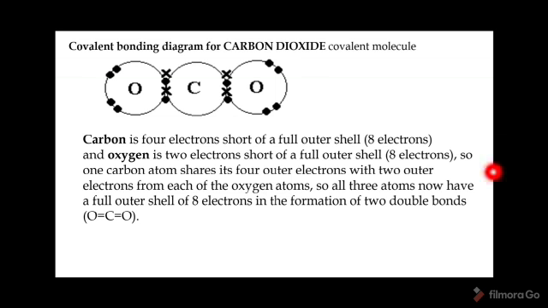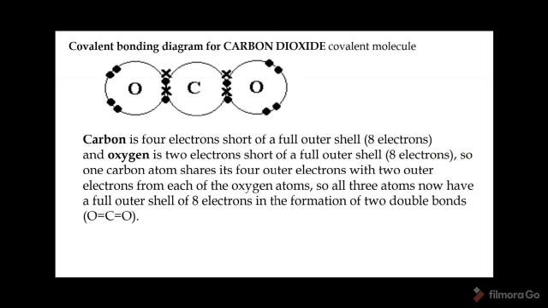This is an example of the same kind, a double covalent bond: the formation of carbon dioxide. One carbon atom and two oxygen atoms share electrons and form bonds. So this is called a double covalent bond. Carbon is 4 electrons short of a full outer shell, and oxygen is 2 electrons short of a full outer shell. So one carbon atom shares its 4 outer electrons with 2 outer electrons from each of the oxygen atoms. So all 3 atoms now have full outer shells.